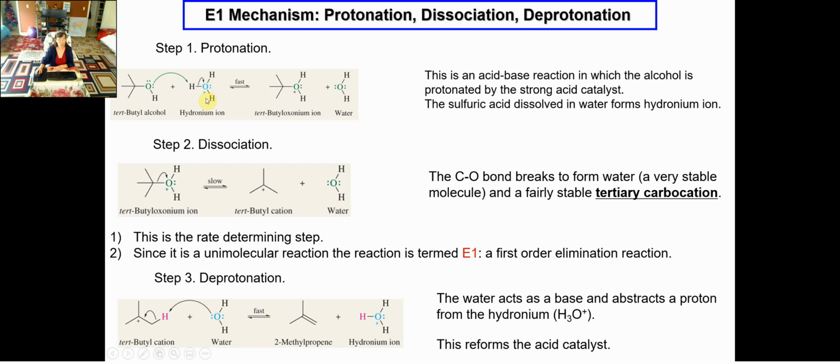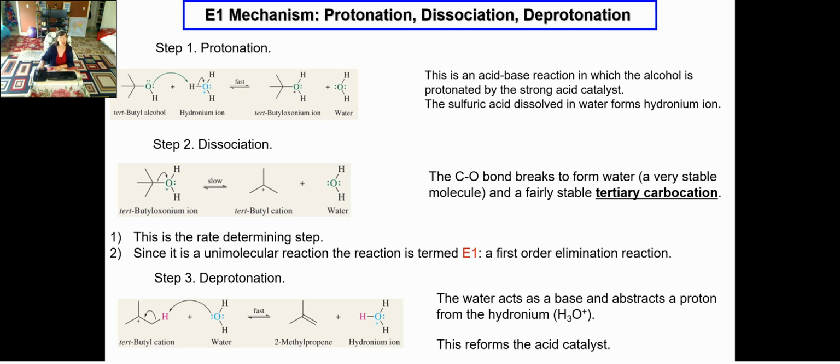In your solution, you also have your hydronium. Very strong acid, sulfuric acid, is going to provide hydronium. This hydronium has a positively charged hydrogen. So your lone-paired oxygen is going to attract the hydrogen to form another species called oxonium. In this case, it's a tert-butyloxonium cation, because your hydronium loses a hydrogen plus.